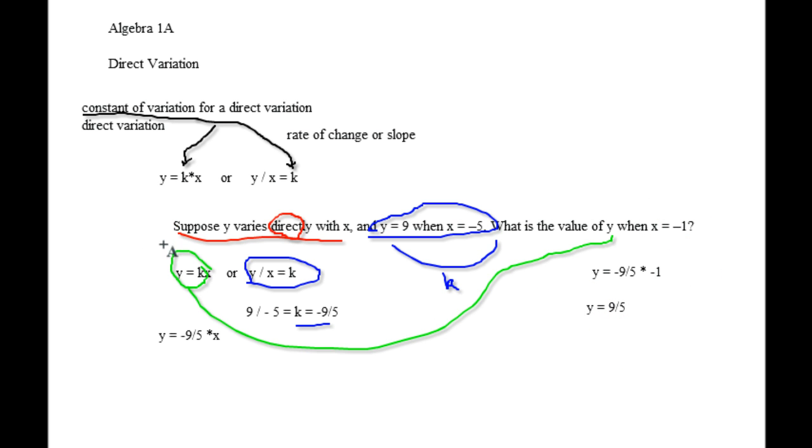You do need all this information to figure out the exact meaning of what y is when x equals negative 1. You always need the constant of variation. Now the cool thing is you can also look for rate of change or slope and actually find out what the constant of variation is going to be as well.